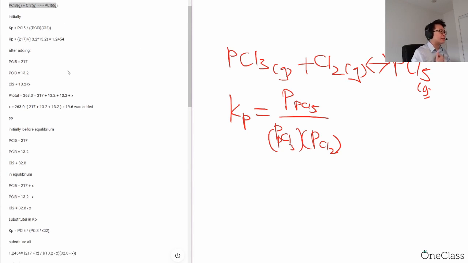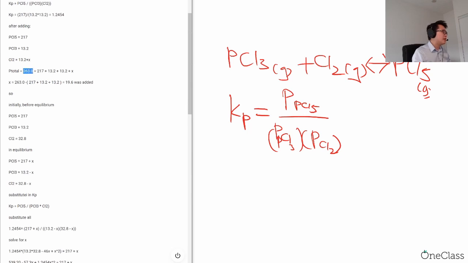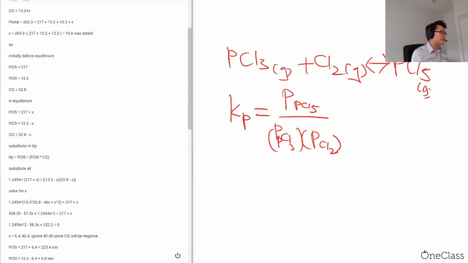After adding the chlorine gas, PCl5 is 217, PCl3 is 13.2, and chlorine is 13.2 plus X. The total pressure after adding chlorine is 263. We don't know how much chlorine gas is added, so we let it be X. We add everything together, including the excess chlorine gas, to get 263. Solving the equation, X should be 19.6 torr, the amount added to the reaction.